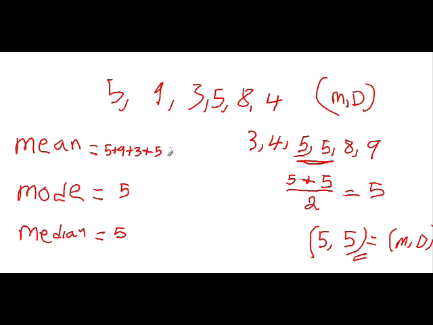5 plus 8 plus 4. And all of that is going to be divided by 2. So if you add that up, it'll be 5, 9 is 14. 5 plus 9 is 14. 14 plus 3 is 17. 17 plus 5 is 22. 22 plus 8 is 30. 30 plus 4 is 34.